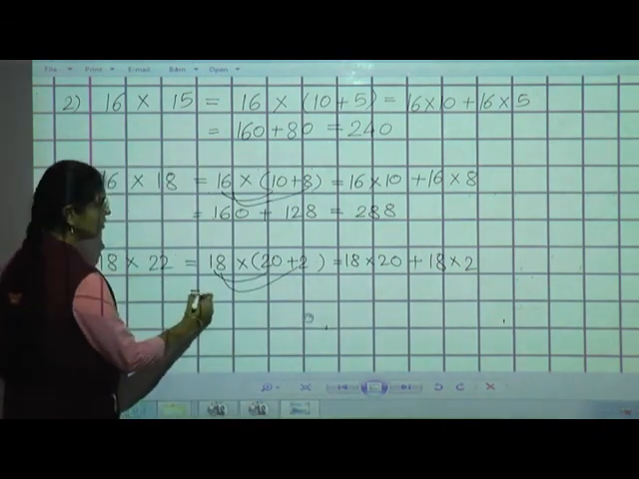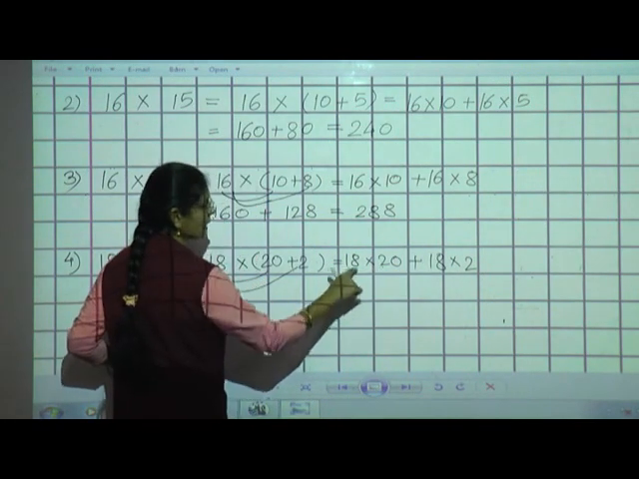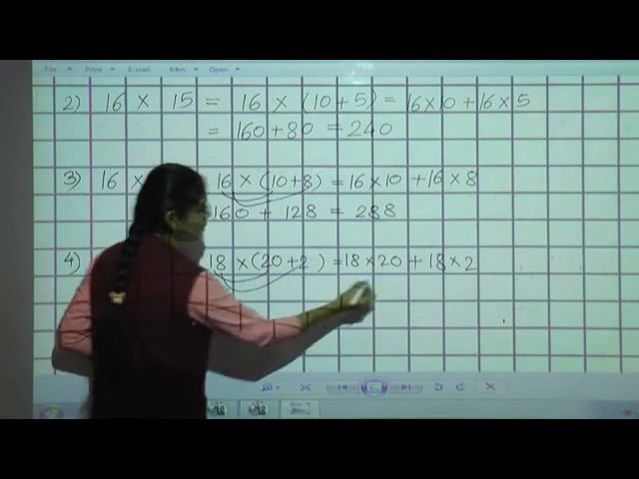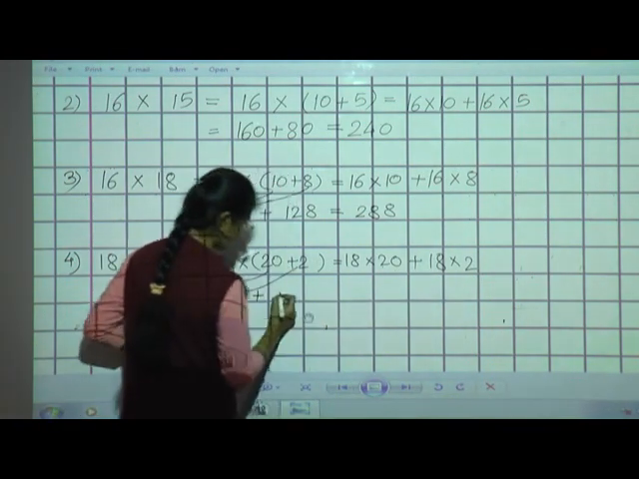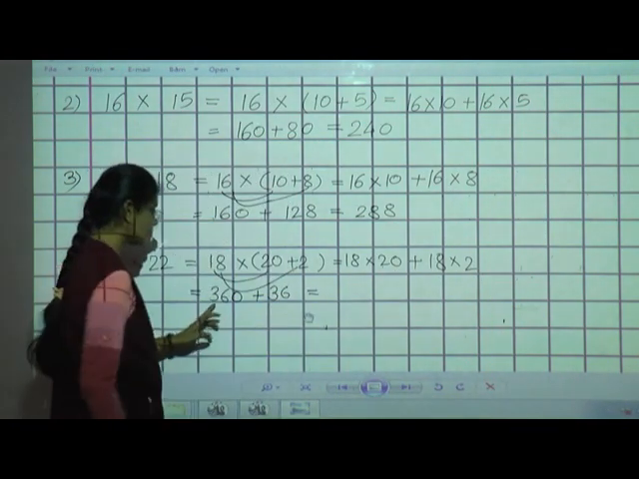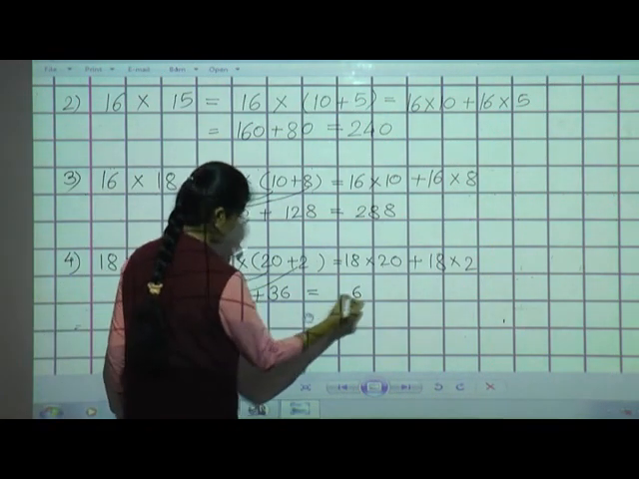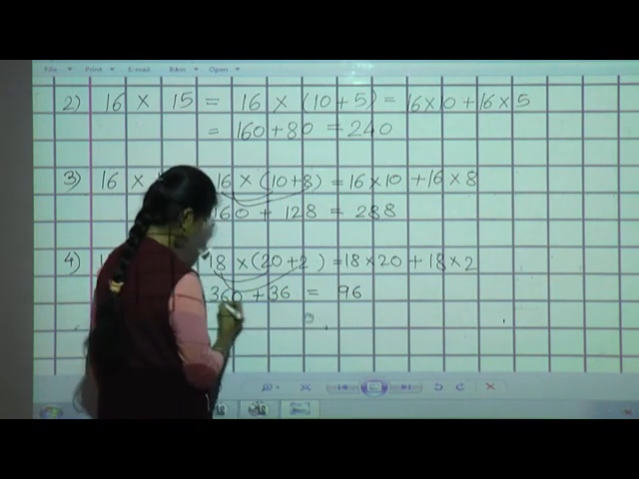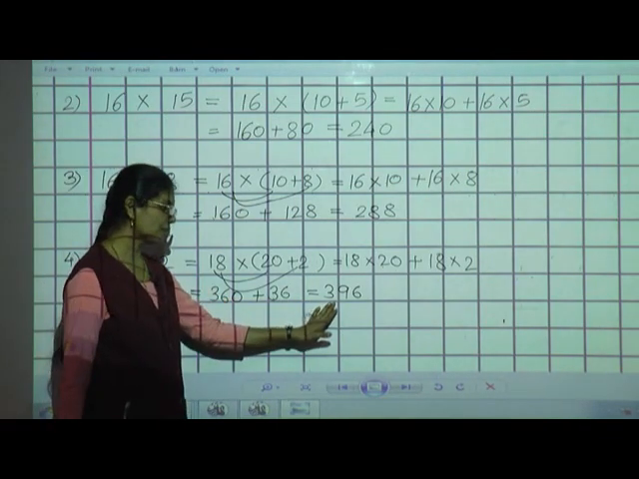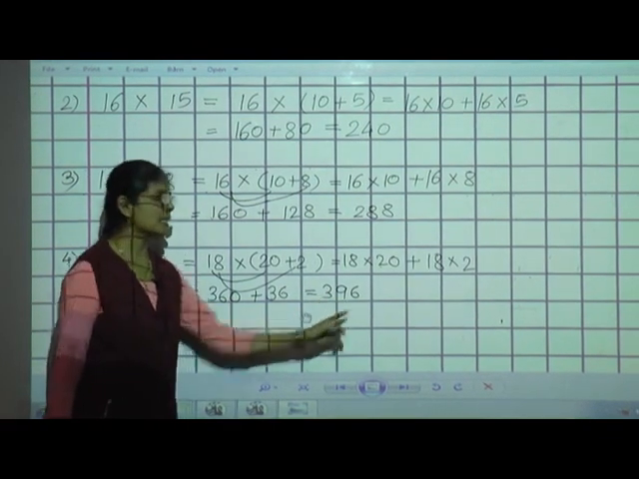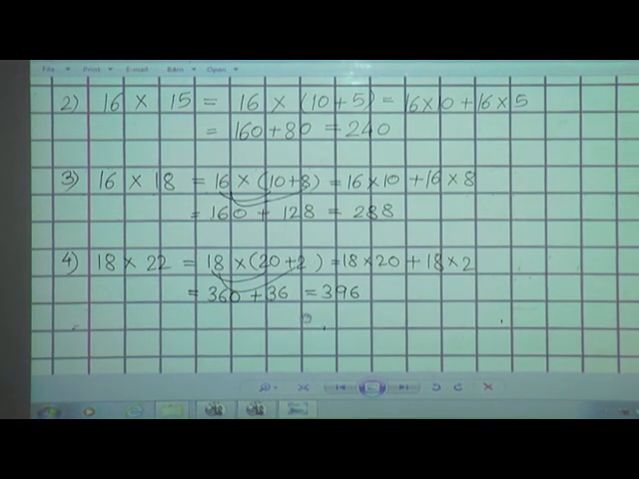Okay. Now 18 into 20. How will you do? Yes, 18 into 2 will do. 18 2s are 36. And here 1 0 is there, so we will give 1 0. Then plus sign. 18 2s are 36. Now 360 plus 36. Do the addition. 0 plus 6, 6. 6 plus 3, 9. And here only 3 is there at the hundreds place. So we will write here 3 at the hundreds place. So what is the answer? 396. Okay.